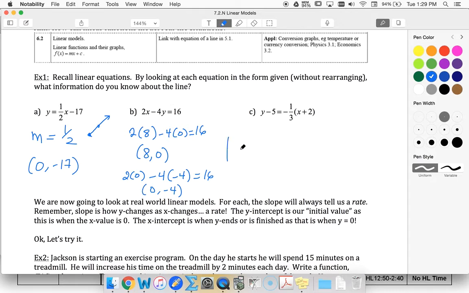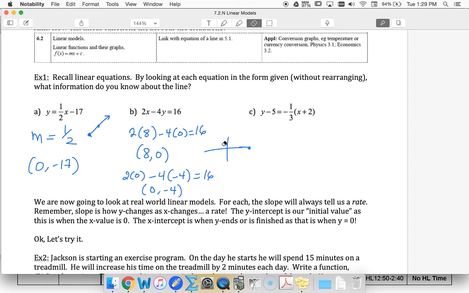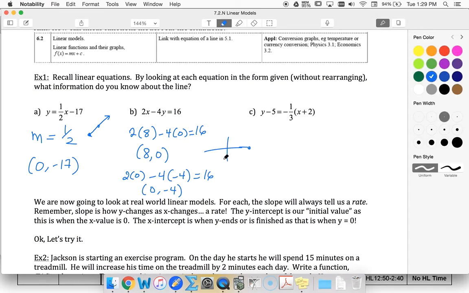That could also help me think about a sketch. So my x-intercept is (8, 0), y-intercept is (0, -4). So I can see that this line also has a positive slope. And from that, I could calculate my slope. Up 4 over 8, it's actually the same slope.